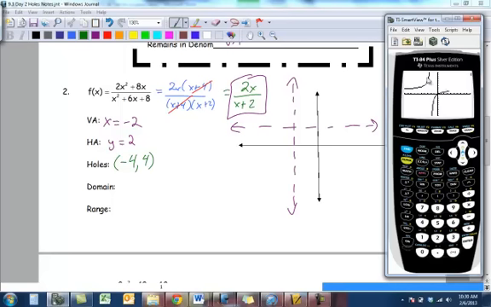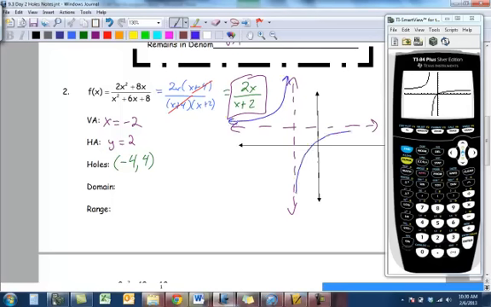All right, so this looks asymptotic in quadrants 2 and 4. So that means this graph is going to look something like this. Something like that.